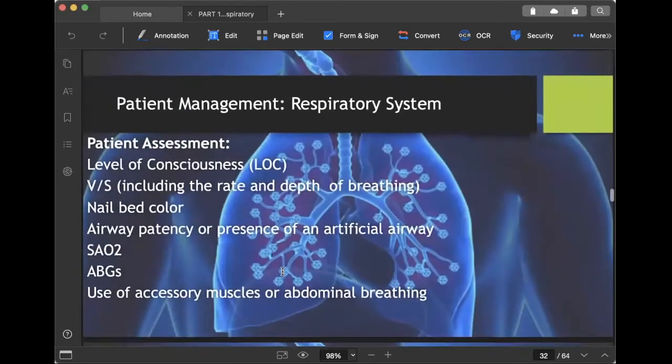We also have here the level of consciousness, or the LOC, of the client. This is the term used to describe a person's awareness and understanding of what is happening in his or her surroundings. We can categorize this into three main levels: consciousness, decreased consciousness, and unconsciousness. I hope you know these three main levels of consciousness.